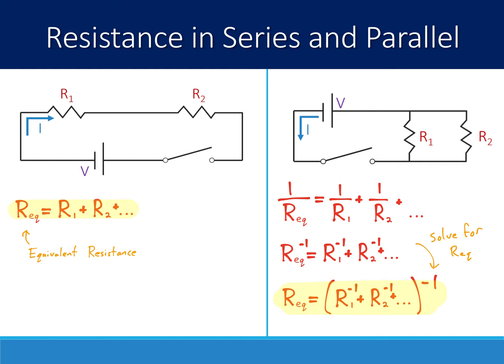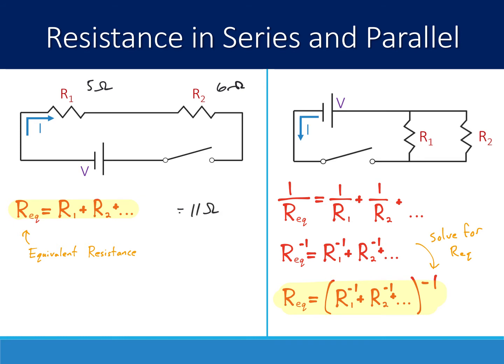When we talk about resistance in a series circuit, like the one on the left, we add the two resistances together to get what we call the equivalent resistance. So in this case, we just take R1 plus R2. If R1 was, for example, 5 ohms and R2 was 6 ohms, we get a total resistance of 11 ohms. That's how it works with a series circuit.